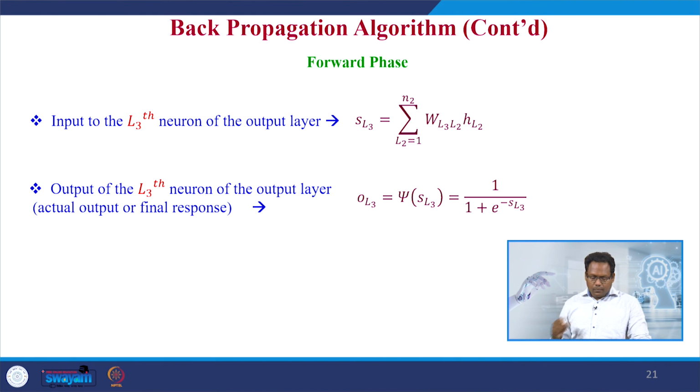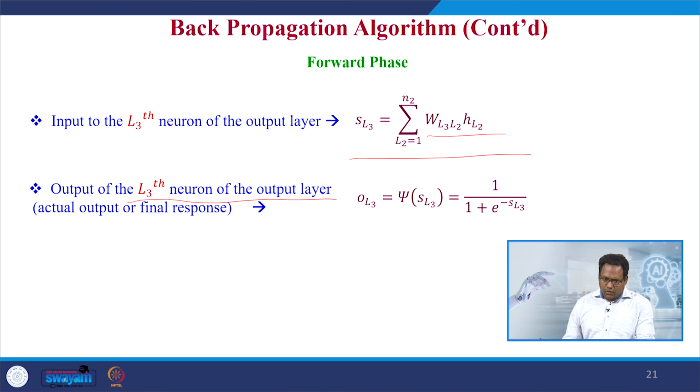Next, the forward phase continues. The input to the third layer, which is the output layer, is SL3, which is given by the summation over L2 equal to 1 to N2 of W L3 L2 HL2. The output of the output layer is O L3, where L3 is the output layer and O is the output from the network. So, O L3 equals the transfer function of the input SL3, thus 1 by 1 plus e power minus SL3.